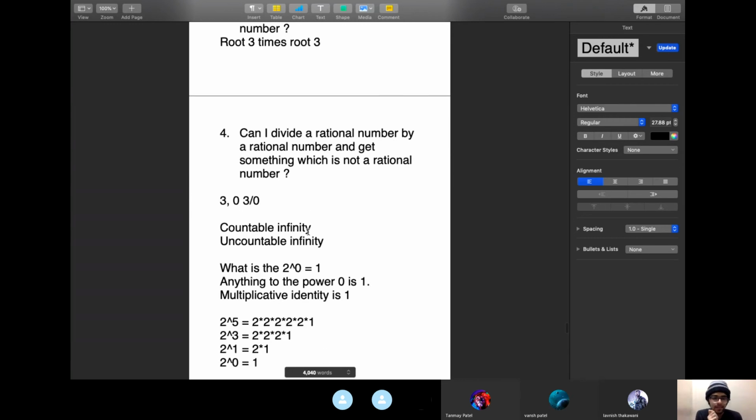Okay, so these are the answers to the things that I asked you to think about. Now, today in this class, we will talk about two things that are extremely important. One is countable infinity and the other is uncountable infinity.